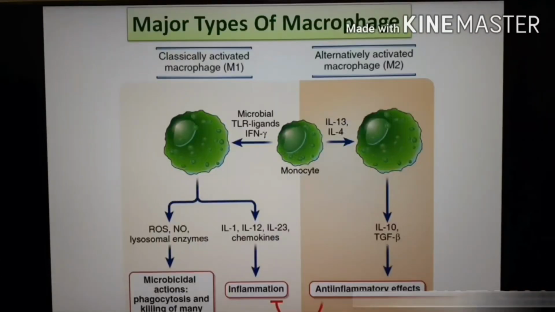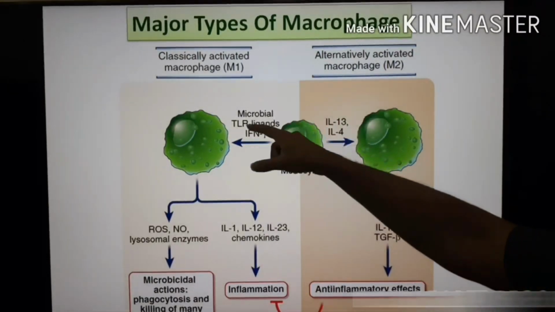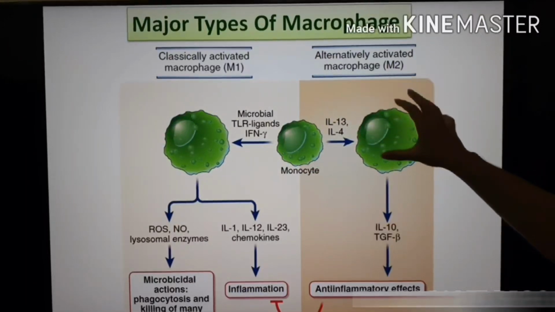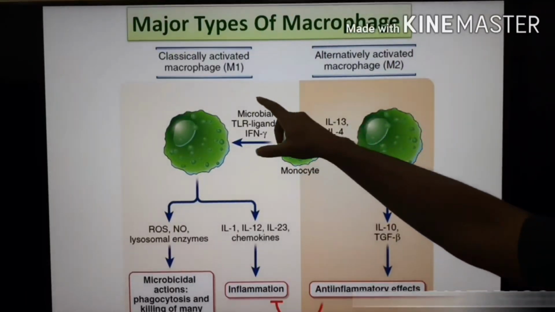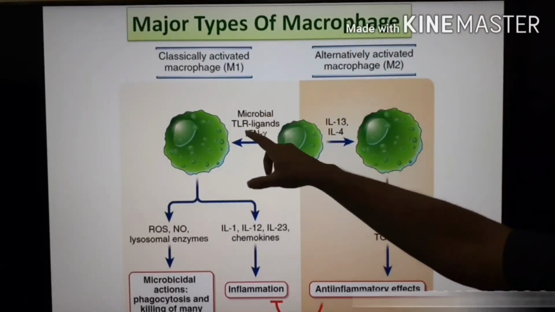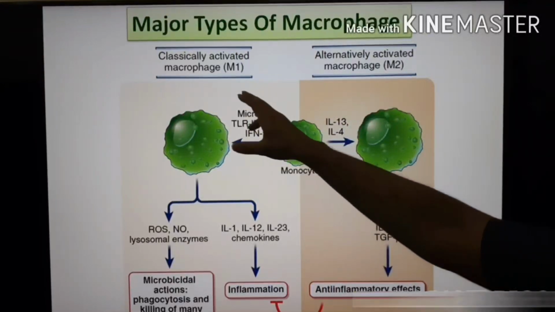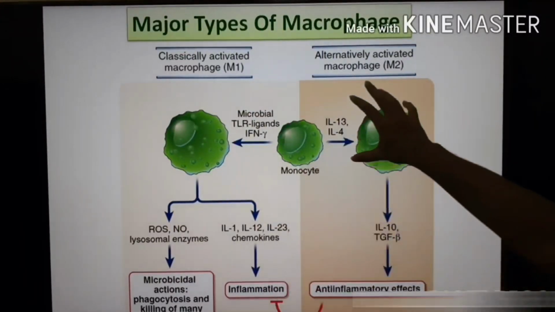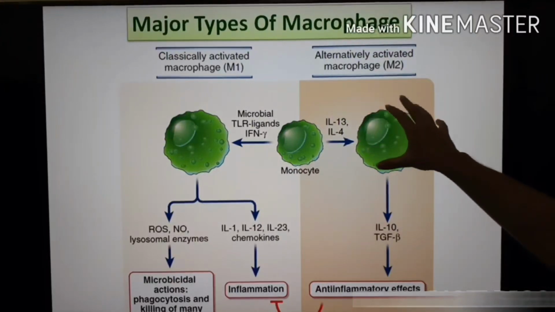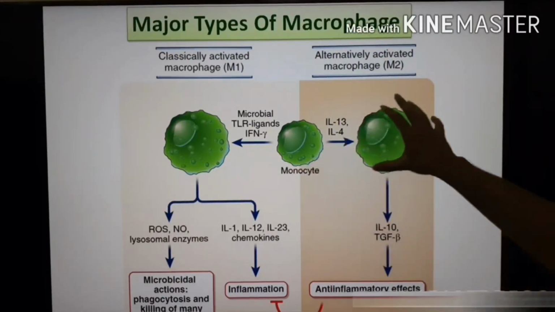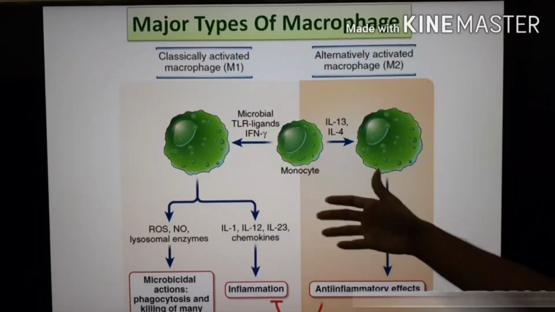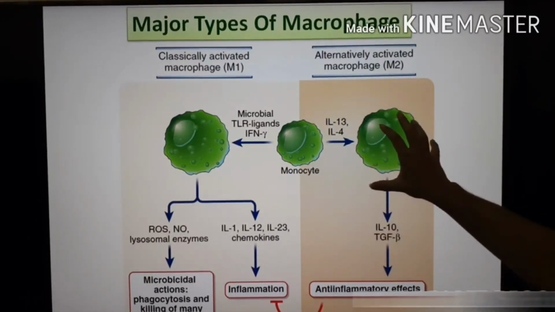Now you can see the major types of macrophage. One is called classically activated macrophage, M1, and another is alternatively activated macrophage, called M2. The first, M1, is called the inflammatory macrophage, which induces inflammation. And the alternatively activated macrophage functions opposite to M1. These are called patrolling macrophages. When the antigen or the pathogen has been eliminated, these macrophages perform their function.